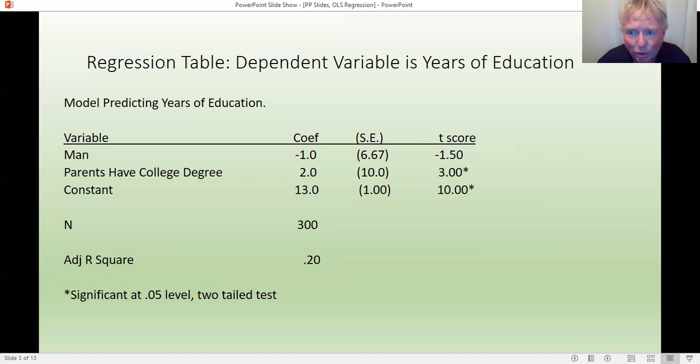The other one is a categorical variable that simply asks, do your parents have a college degree? That way, if there's a college degree in the family, it's set at 1. If your parents don't have a college degree, it's set at 0.